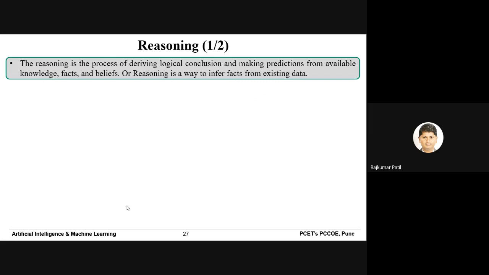From the word itself, we can understand that while making any kind of decision, we also make a certain reasoning process. So what is that? It is the process of deriving logical conclusions and making some kind of prediction from available knowledge, facts, data sets, or belief. In simple words, reasoning is a way to infer facts from existing data. So the way we process the data is very important. If we process the data by using an incorrect method, then you will not get the correct solution.